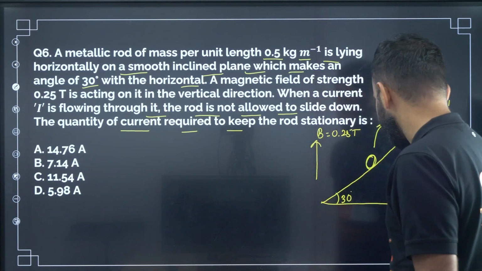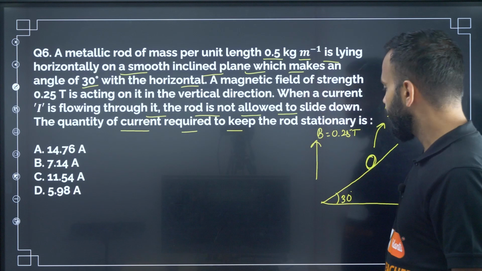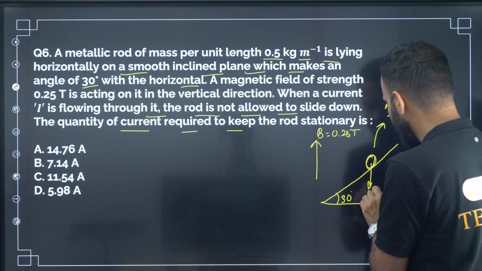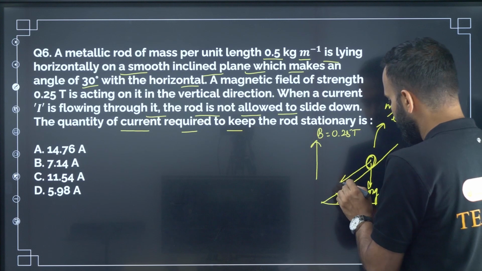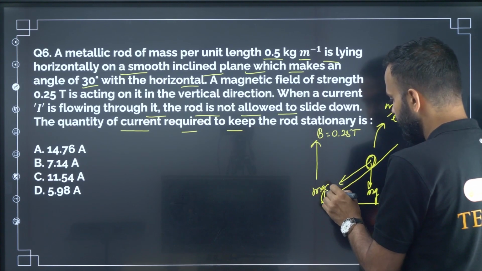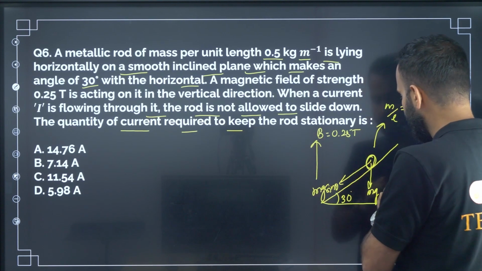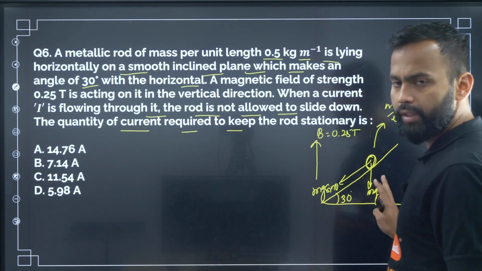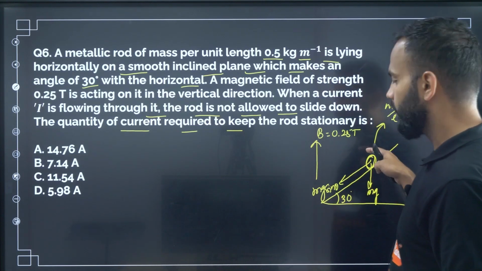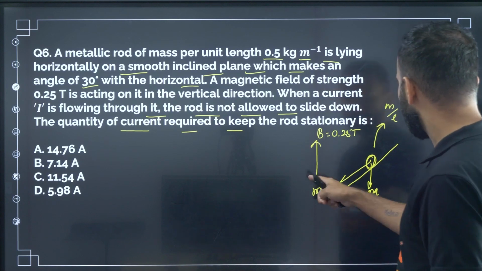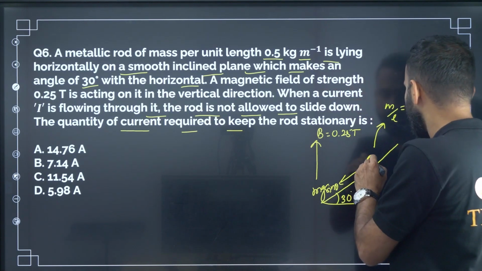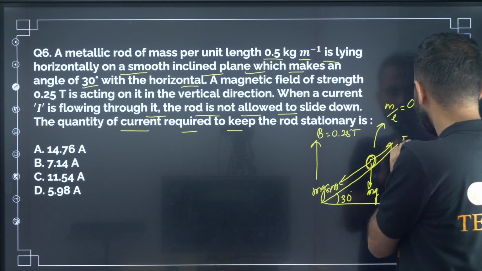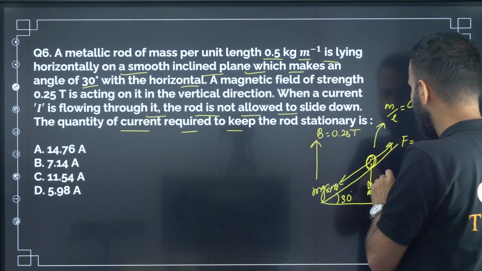So let us draw the free body diagram. Here, the gravitational force acting on this rod is mg. If you resolve this, this will be mg sin theta, and this is mg cos theta. We don't need to write that one. So this mg sin theta is balanced by magnetic force. Magnetic force is F equal to I into L into B.